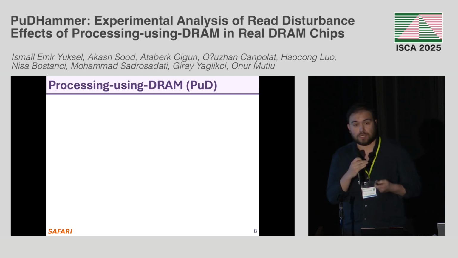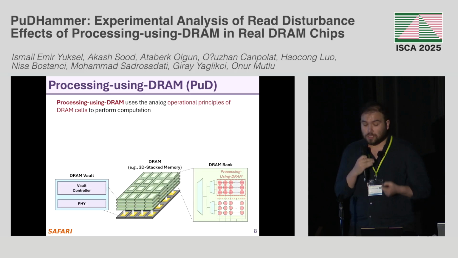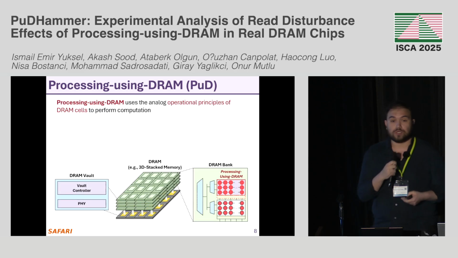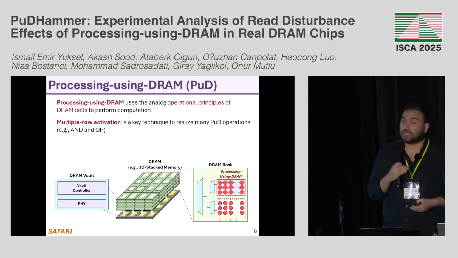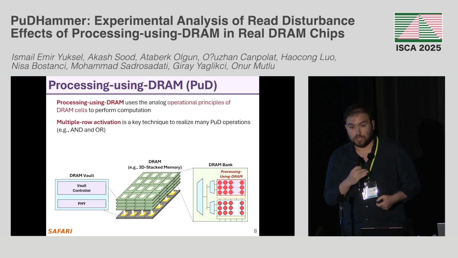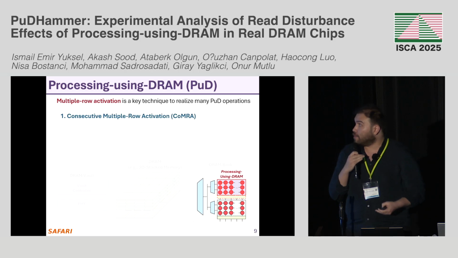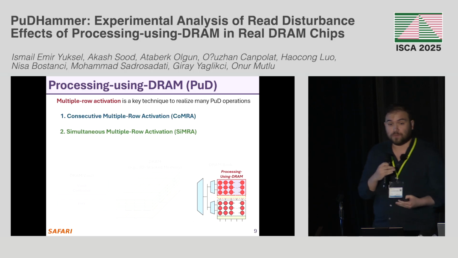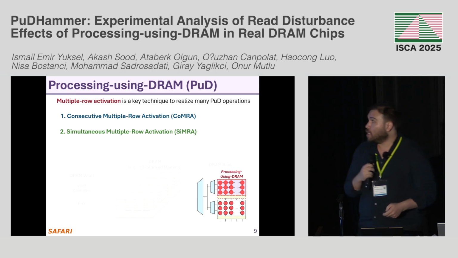And processing using DRAM is a promising paradigm to alleviate such data movement bottlenecks. It uses analog operational principles of DRAM cells to perform computation. And multiple row activation is a key technique to realize many processing using DRAM operations, such as AND and OR. And we categorize this multiple row activation into 2. First, consecutive multiple row activation. Second, simultaneous multiple row activation.